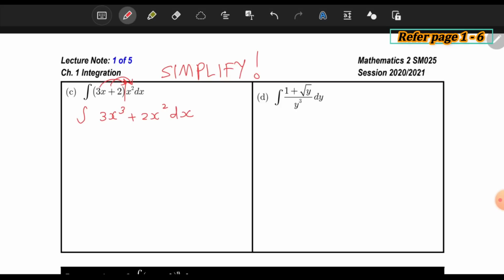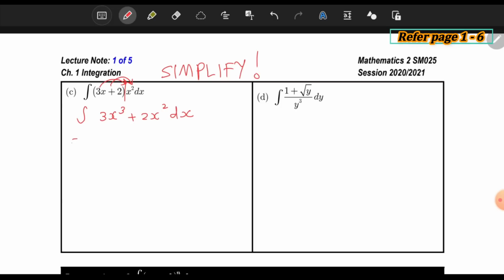Okay, class. For integration, there is no product rule, no quotient rule. Product rule and quotient rule are for differentiation only. So if it is in multiplication form like that, never think of using the product rule, because the product rule is for differentiation only. So for integration, we need to simplify.